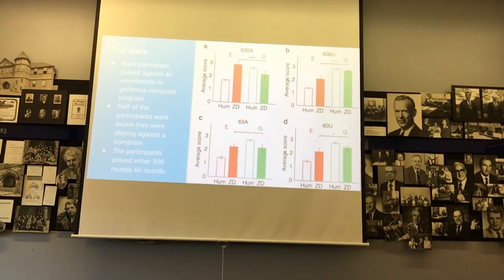If the computer is trying to be extortionate, its opponent is probably going to perform worse. But in this case, where they were unaware, the computer also performed worse, which means that the human had to have been playing selfishly. Because the only way for the computer score to go down is if the human is cooperating less.